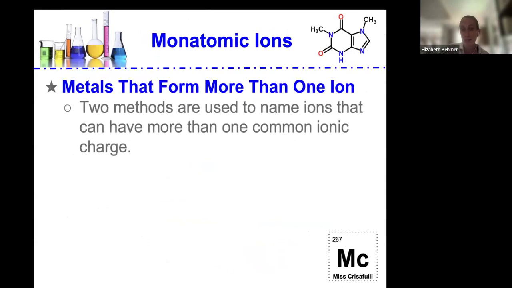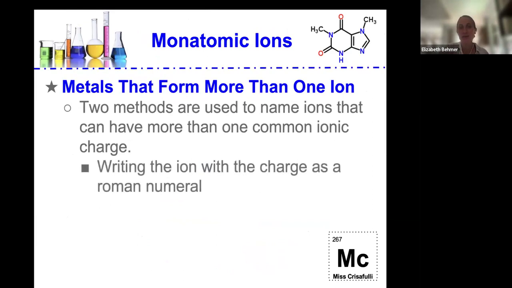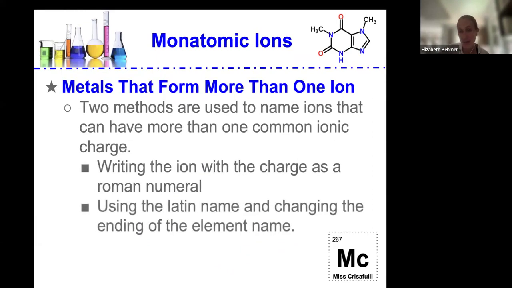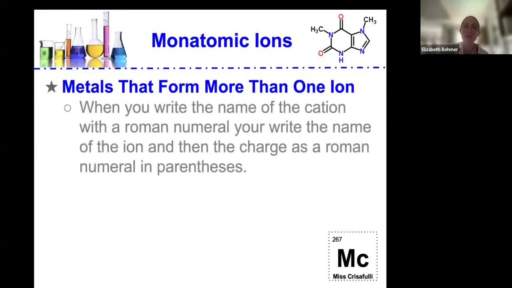Two methods are used to name ions that can have more than one common ionic charge: writing the ion with the charge as a Roman numeral, and using the Latin name and changing the ending of the element name. And we'll go over an example of that. When you write the name of the cation with a Roman numeral, you write the name of the ion and then the charge as a Roman numeral in parentheses.